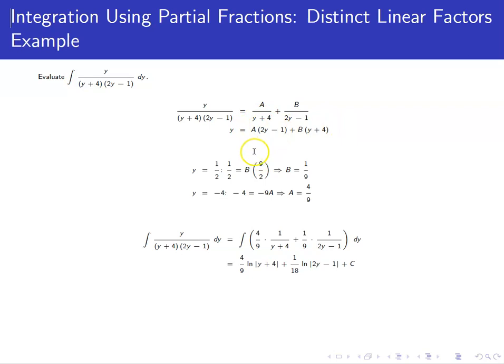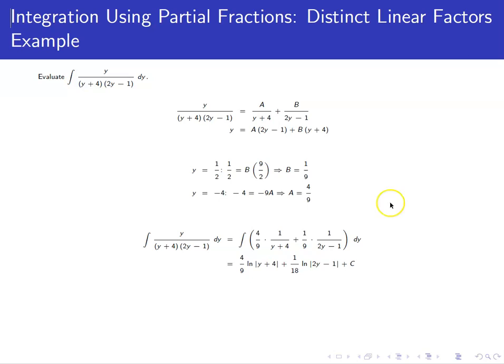And then if we plug in -4 for y, we can cancel out the B term and we can figure out what A is. So plugging in 1/2, we'll get the equation 1/2 equals 9/2 B. And if we solve for B, we'll get 1/9 in that case.